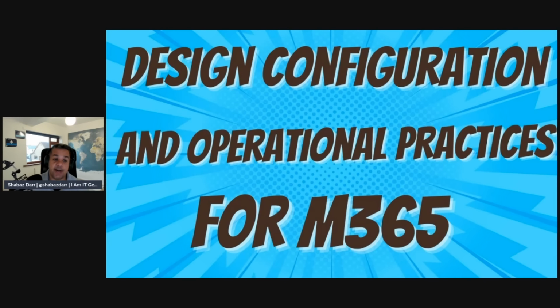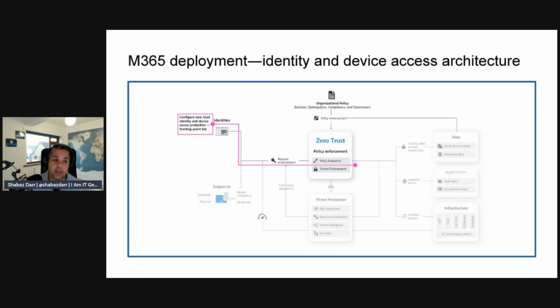Let's talk about designing configuration and operational practices for M365 now. Let's talk about M365 deployment around identity and device architecture. We're going to be looking at onboarding devices in the demo as well. First of all, you need to start by implementing the starting point. These policies do not really require enrolling many devices into management, but you can configure zero trust identity and device access protection at that starting point, those zero trust policies.